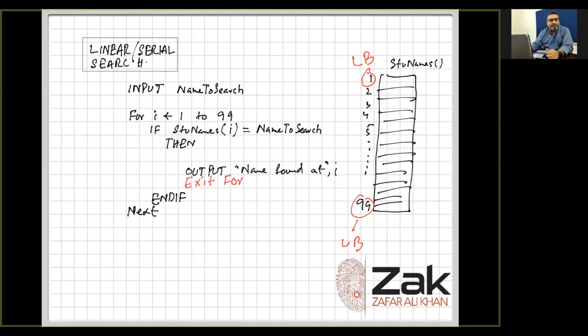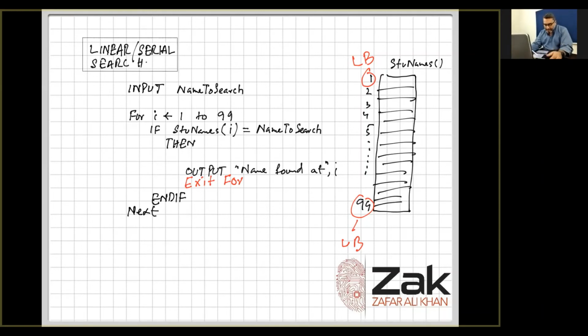We use exit for. So if we are sure that one class has got just one student with one name, then there is no need to go any further. But in the case of name, that's not true. A class might have many Mikes, many Zafar, many Alis and all. So this is not a good idea. But if we are looking for something which is actually for identification, then this is a good idea, that you don't have to search anymore.